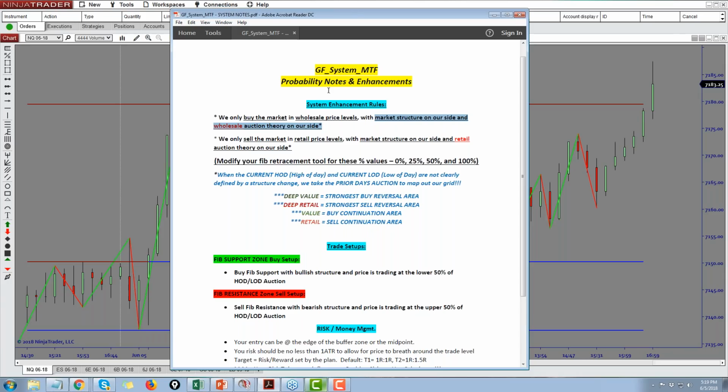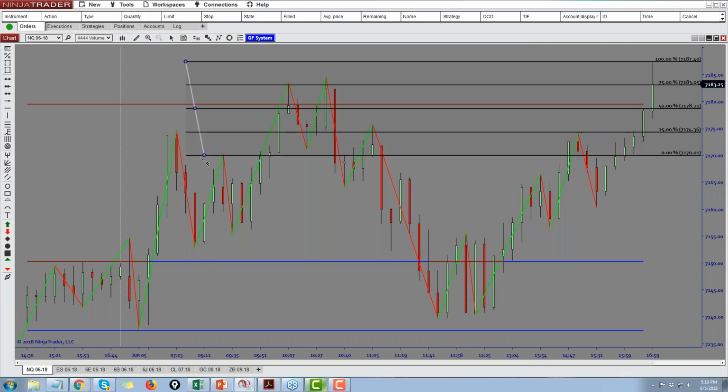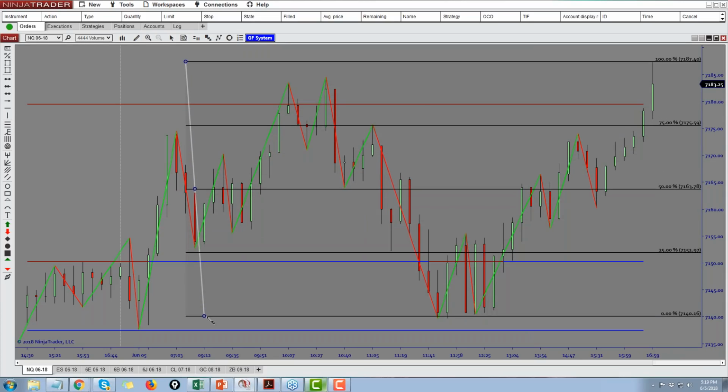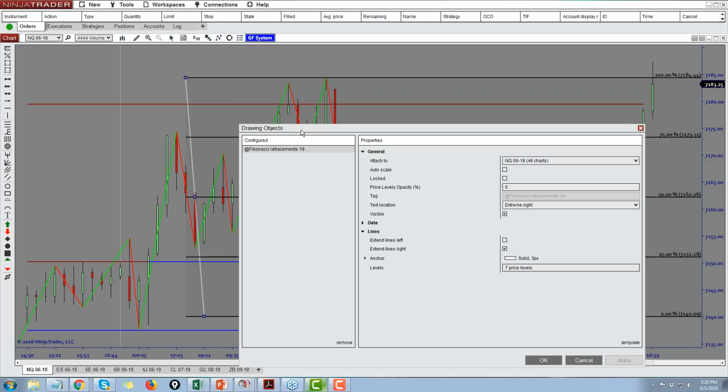Okay, so what I'm going to do is start by saying we only sell the market at retail price levels when market structure is on our side. Now, how do we do this? This is very important, okay? What I've done is I've modified a Fibonacci tool. So I'm basically going to just go in here. You can go into your Fibonacci tool and you can basically change.